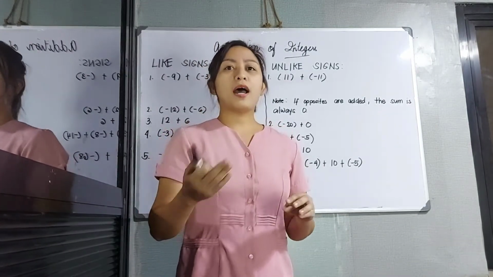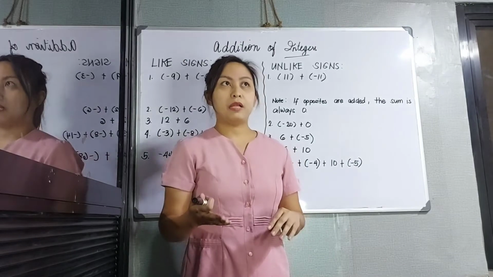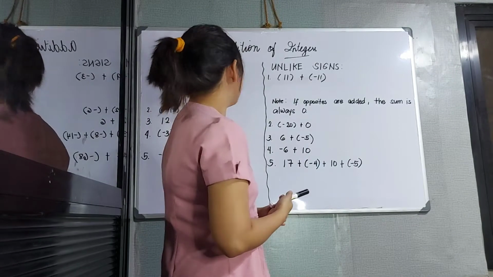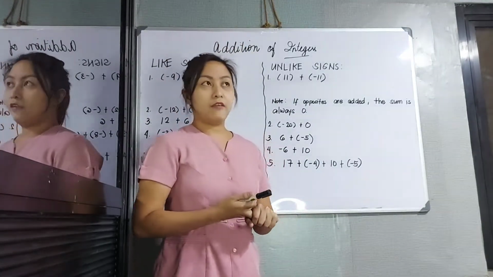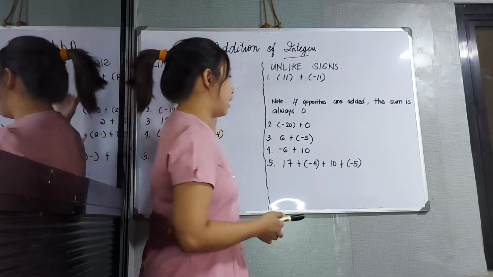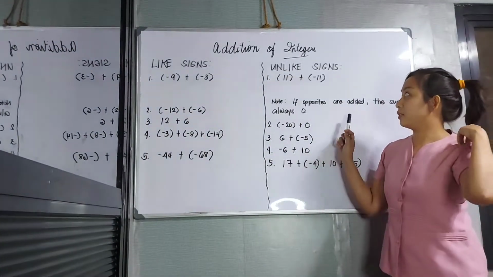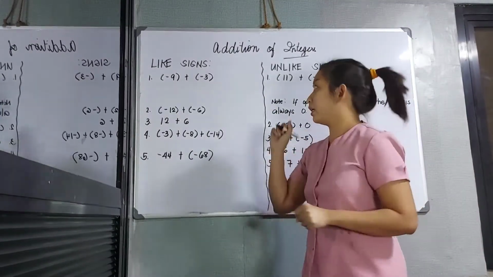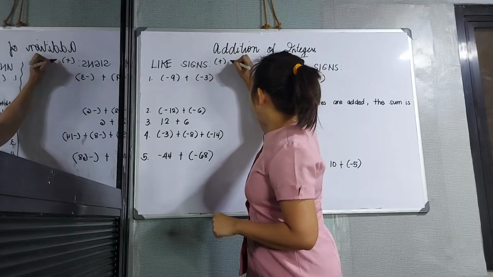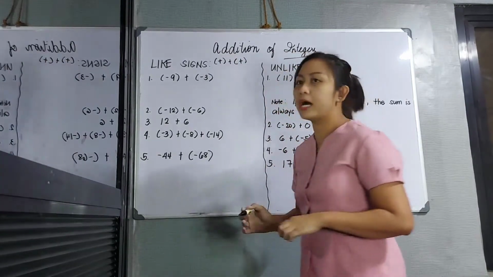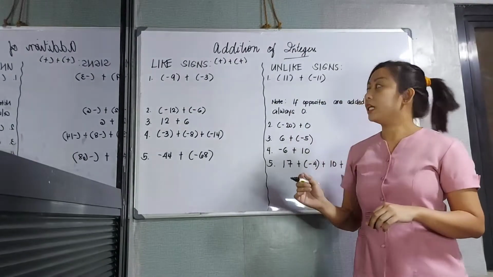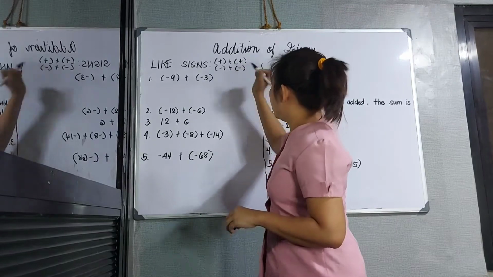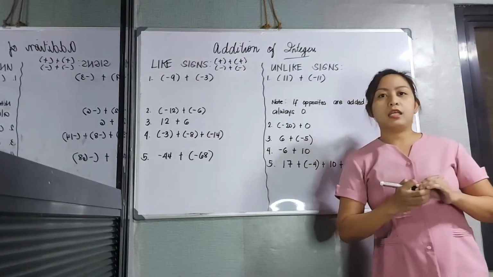So, we're not going to add the usual numbers that are all positive. We will also deal with negative numbers. There are two rules depending on the given: like sign and unlike sign. Like sign means both are positive, so positive plus positive, or two negatives, negative plus negative.